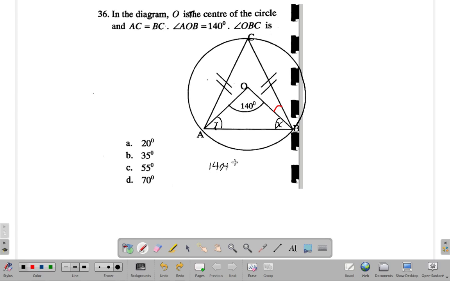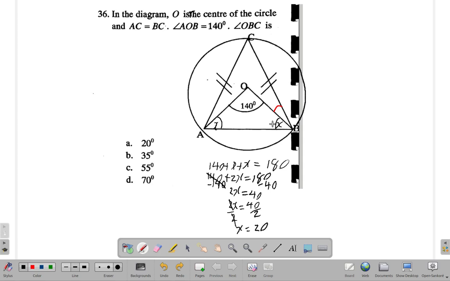140 plus X plus X equals 180, because internal angles add up to 180. So I can say 140 plus 2x equals 180. Subtract 140 from both sides: 140 minus itself is gone, so 2x equals 180 minus 140, which is 40. Then I divide by 2, so x equals 20. Or I could say, 2 times which number gives you 40? It's 20. 2 times 20 gives you 40, so x must be 20.